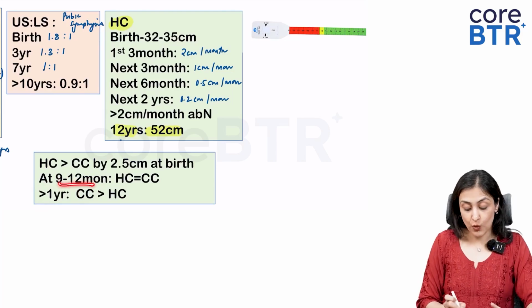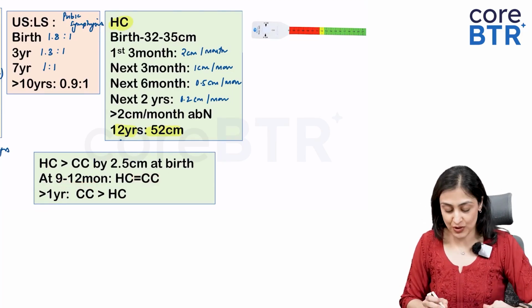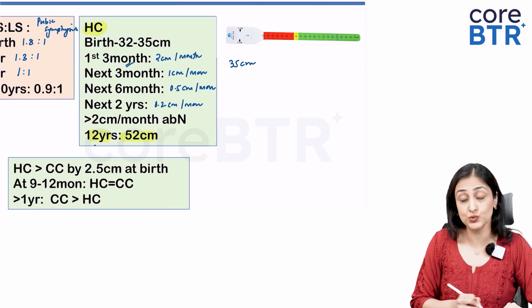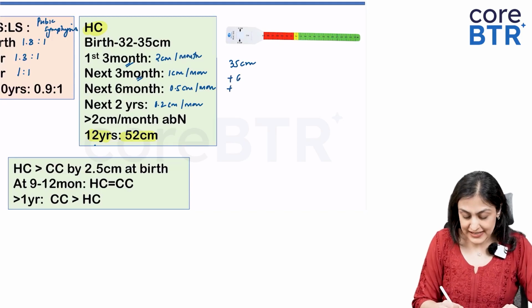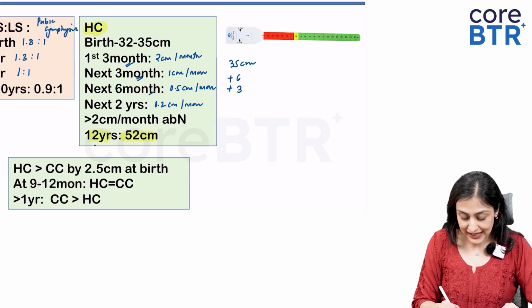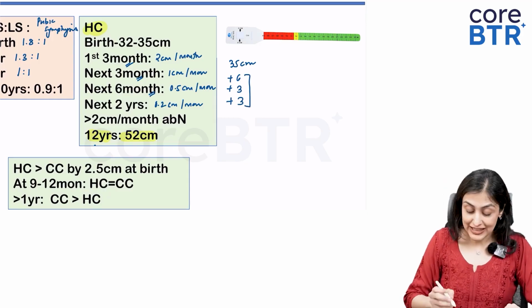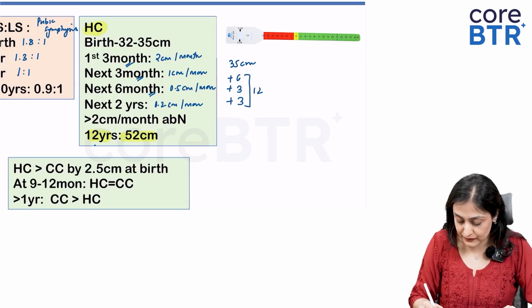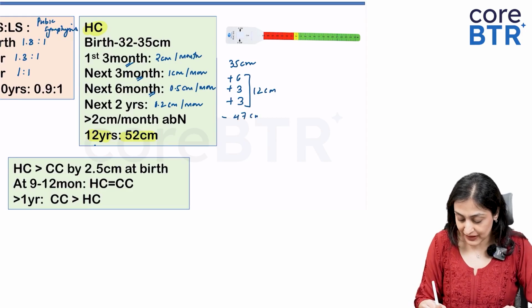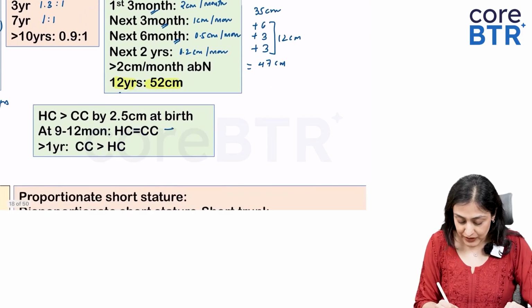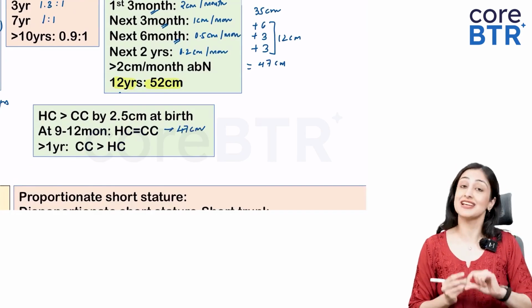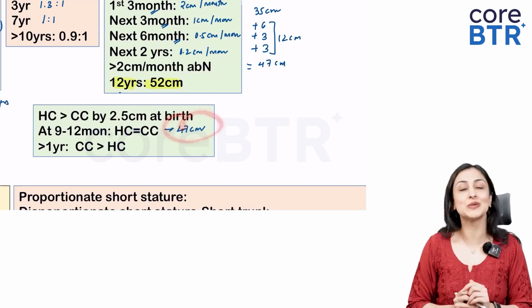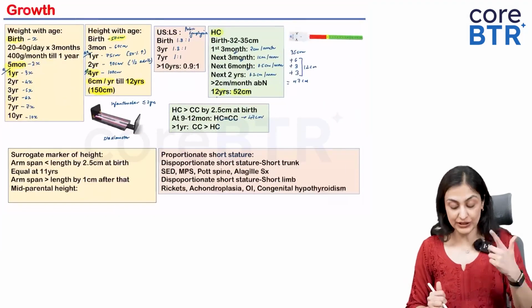So the best question here is, what is the chest circumference at 1 year, right? So how do we calculate? Let's assume 35 centimeter at birth. First 3 months, 2 times 3 is 6. It will grow by 6 centimeter. Next 3 months, 1 centimeter per month, so that's 3. And next 6 months, 0.5, so that's 3. So can I say the net increase in the head circumference in an entire year is 6 plus 6, that is 12 centimeter. So that becomes 47. Why I am doing this maths is so that you can remember that 47 centimeter is the head circumference and the chest circumference at 1 year. So if you've already studied this, it will take you less time in the exam, right? So that's the important part.